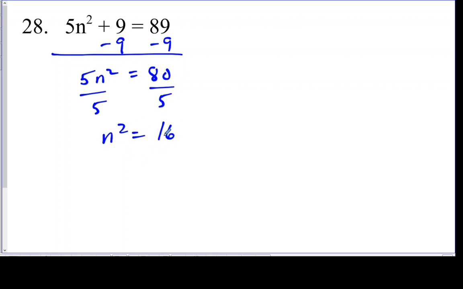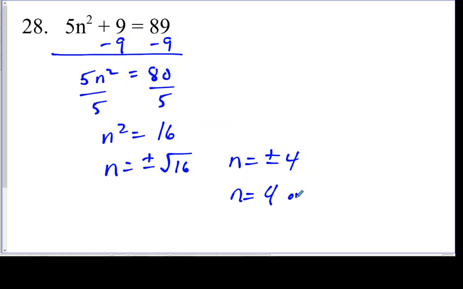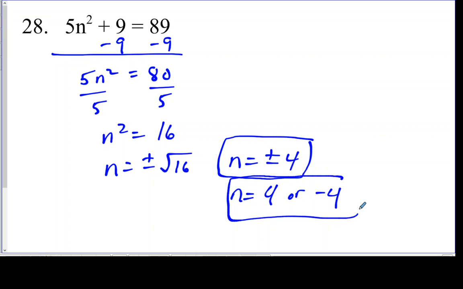At this point, if n squared is 16, that means n is equal to the positive or negative square root of 16, which is 4. So that means n can be positive or negative 4. You can write it like that, or you can say n equals 4 or negative 4. That way or that way.